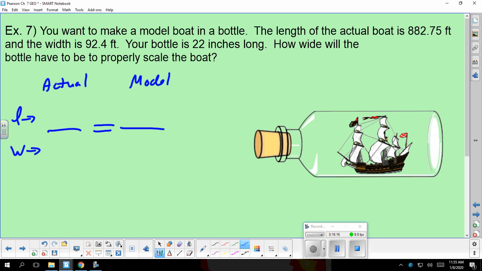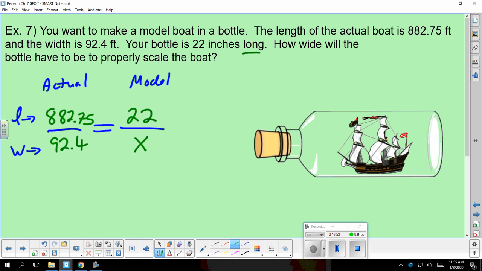So the actual boat is 882.75 feet long. So that's going to go right there. The length of it, 882.75. And the width is, so my width goes right here. I'm given a bottle that's 22 inches long. So that's going to go right on top there. What I want to solve for is the width. So I'm given 3 of those 4 things. I'm going to solve for the missing 4th.